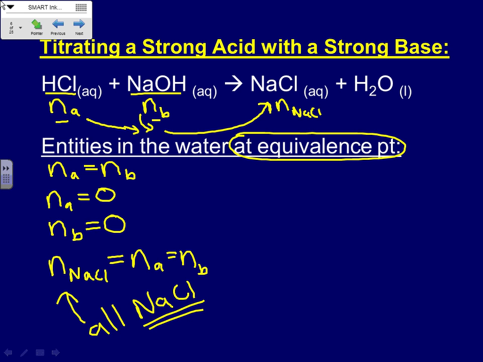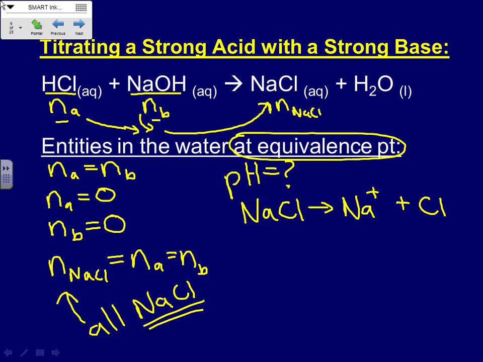If I wanted to figure out the pH at the equivalence point, I have to ask myself, what's in the water? Well, there's salt in the water. There's NaCl in the water, and that's going to dissociate. We know how to deal with a salt when it's in the water. We break it into its ions, and then we ask ourselves, are they acidic ions, basic ions, or neutral ions? We did this, I believe, 2 lessons ago, when we talked about the pH of salt solutions.